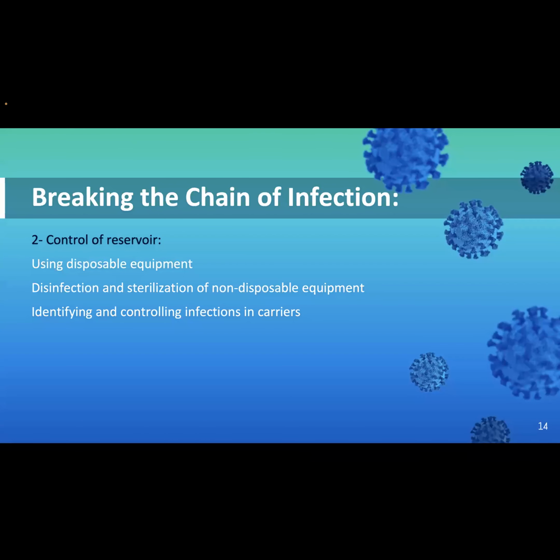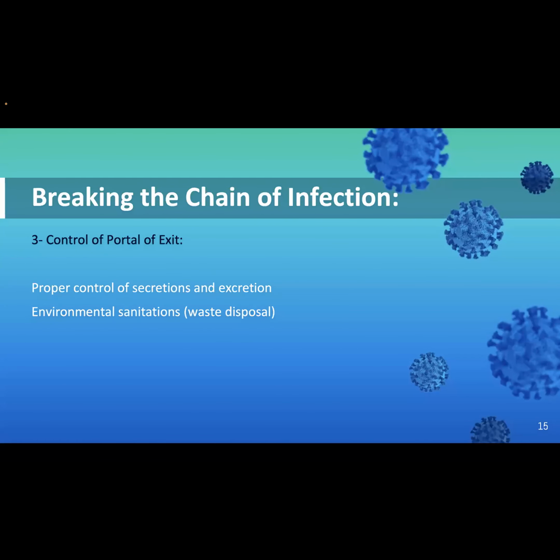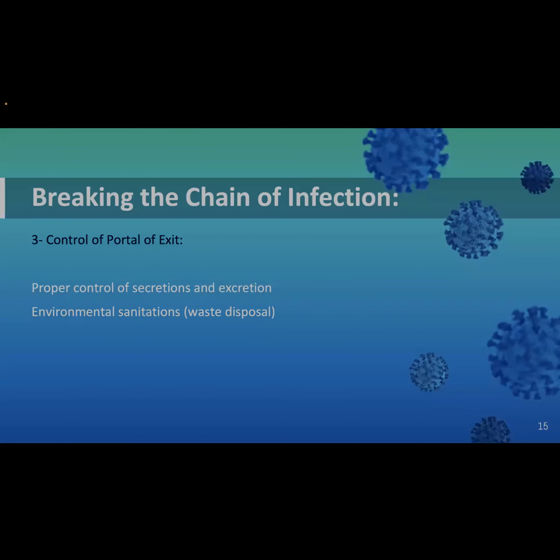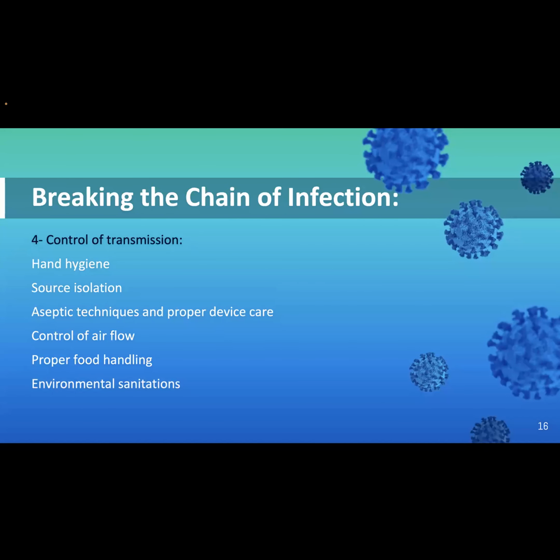And for control of the receivers: using disposable equipment, as mentioned, and also sterilization of non-disposable equipment, and fighting and controlling infections in carriers. For controlling the portal of exit, source control, and the environment, also waste disposal. For control of transmission, there should be hand hygiene.